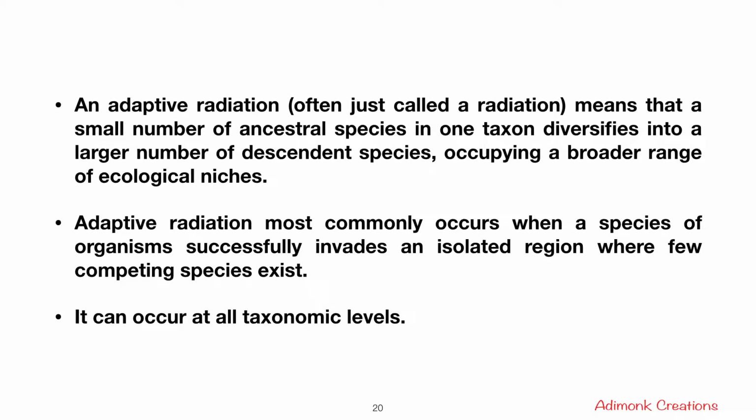In an adaptive radiation, or often just known as radiation, a smaller number of ancestral species in one taxon diversifies into a large number of descendant species occupying a broader range of ecological niches. Adaptive radiation most commonly occurs when a species of organism successfully invades an isolated region where few competing species exist. It can occur at all taxonomic levels. When an ancestral population invades another region and diversifies according to the geographical areas, forming multiple species, this process is known as adaptive radiation.